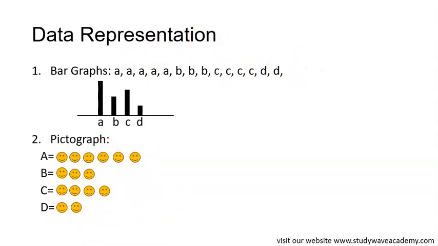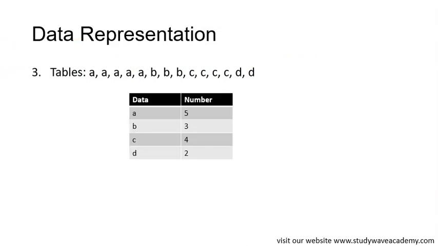Okay, let's look at another way to present our data. We have the tables. We can do our data in the form of a table, okay? You write out the data and the number. A is equals to 5, B is equals to 3, C is equals to 4, and D is equals to 2. We have already counted it, that's why we know the numbers of each letter, right? So you can also present your data in this table form, okay? It's more organized, right, than leaving your data like this.